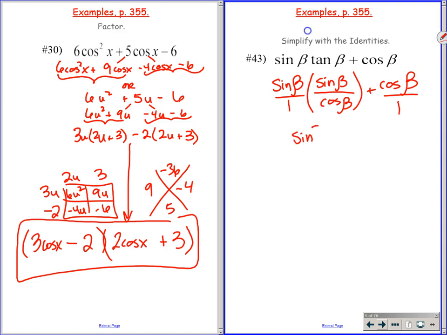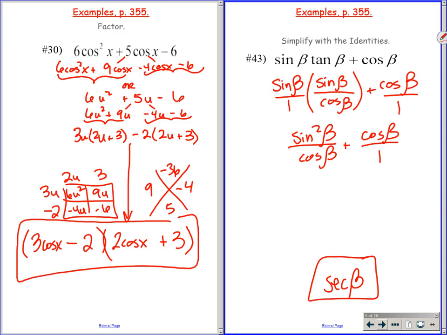Now what? Sine squared. Still simplify. She sees it. Pause. I'm not going to have her say anything else. I'm going to see if you guys can get to the final answer. Go.